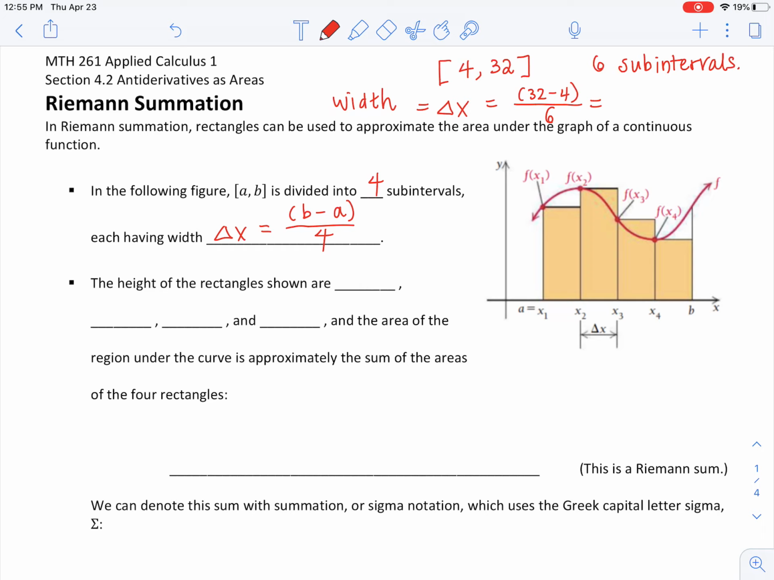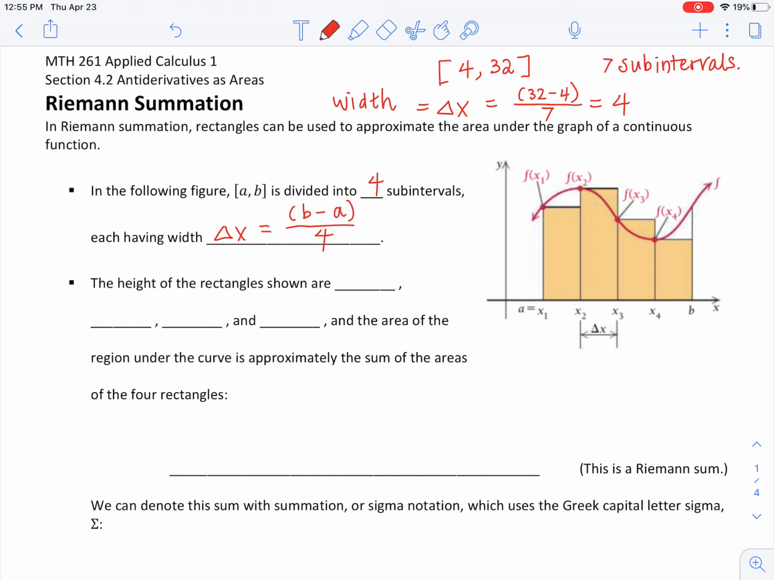That's going to be, you first subtract the endpoints, 32 minus 4, and then you divide by the number of sub-intervals that you have. So that's going to be what? 32 minus 4, I hope these are nice numbers, 28, divided by 6. Hey, it's not really so nice. It's okay, but that's approximately 4.6 repeating, right? But I'm not going to do that.